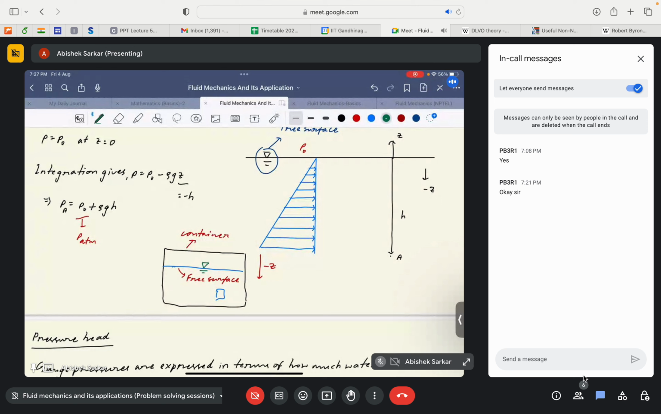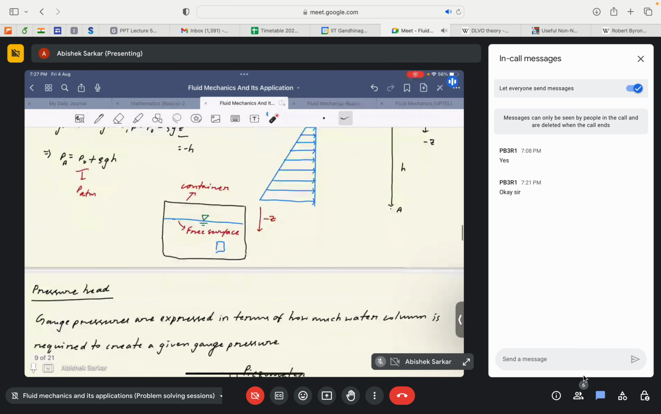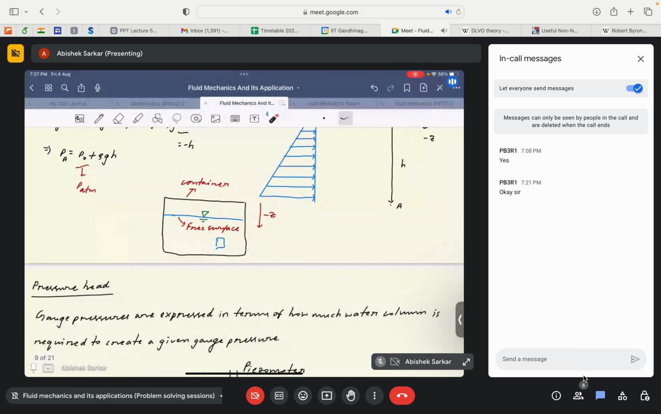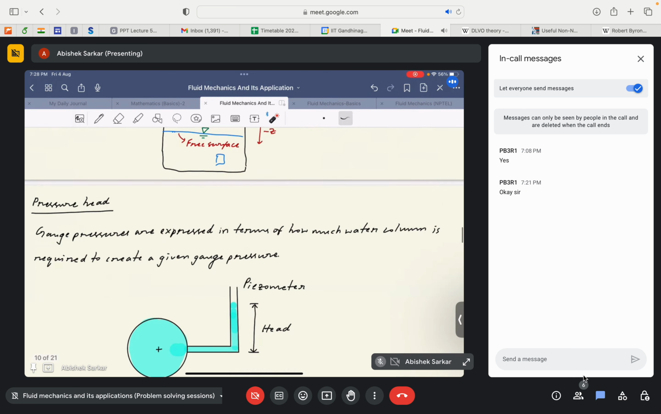So that's why I mentioned it, and I hope you also have a practice of mentioning the free surface with the help of this symbol in all your problems, which makes your problem quite clear and understandable, and shows that you know what the specifics are and how clear your concepts are. So that's fine.